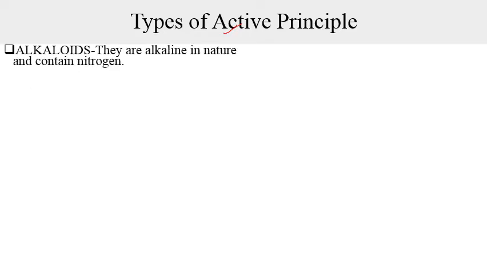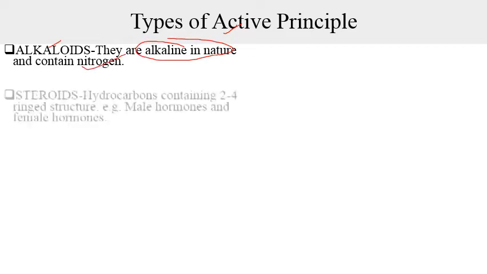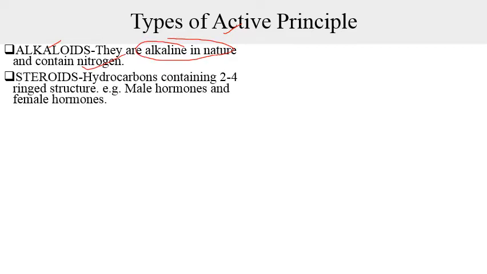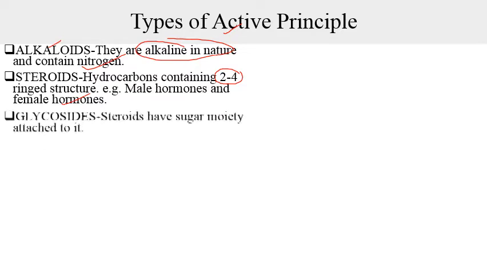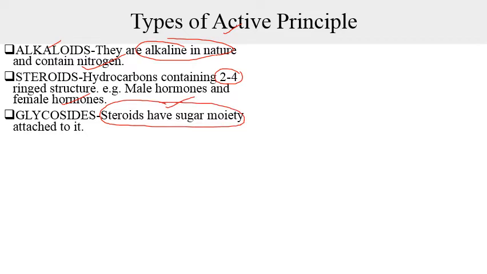Next comes types of active principle. So we have classes of active principles or chemicals which have these medicinal properties. Firstly, we have alkaloids. They are alkaline in nature and contain nitrogen. Then we have steroids. They are hydrocarbon containing, that is 2 to 4 in structure. For example, we have male hormones and female hormones. So they are examples of steroid hormones. Then we have glycosides, and they are an important component of the cell membrane also. So steroids have a sugar moiety. When the steroids are attached with sugar, they form the glycosides.